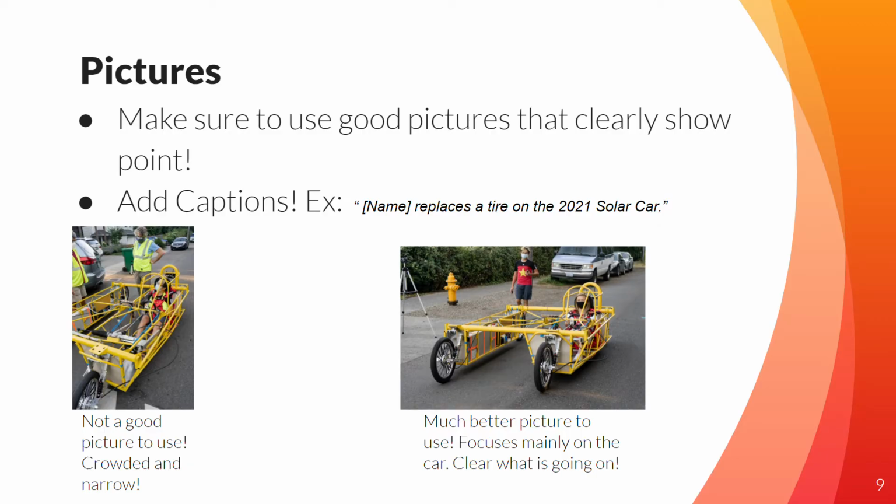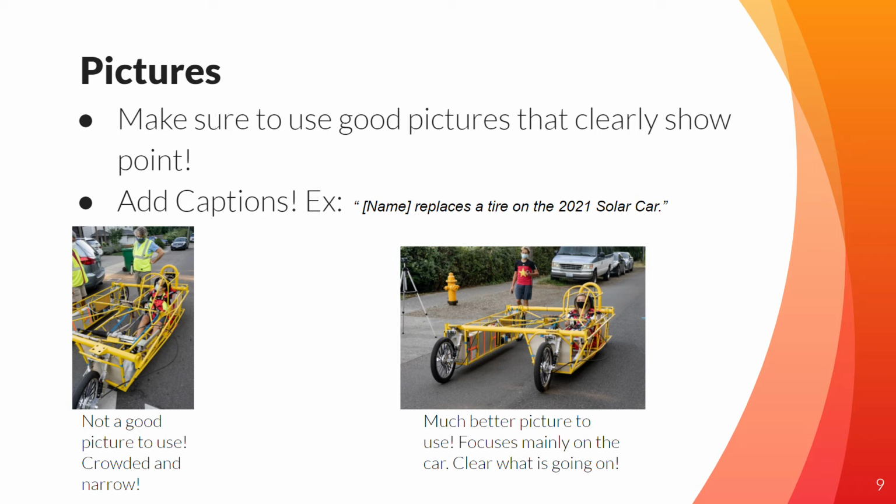Next, with pictures for media, make sure you use good pictures that clearly show the point, and then make sure to add captions. This example here is a pretty good example if we were to be writing or showing a picture of someone replacing a tire on the solar car.